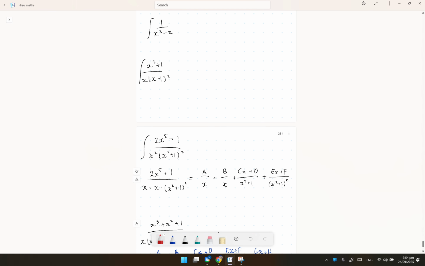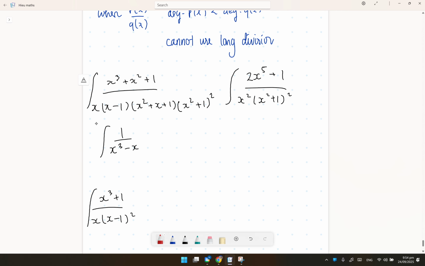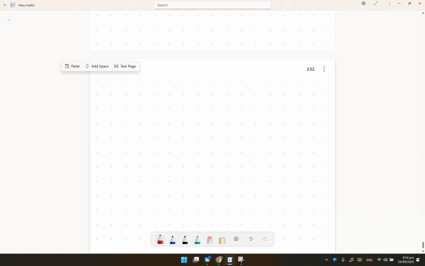Let's do a real example where we're going to find A, B, and C, and D and stuff. Okay, so let's do this question: the integration of 1 over x cubed minus x. So first thing, let's decompose this equation. So this is going to be 1 over x of x squared minus 1.